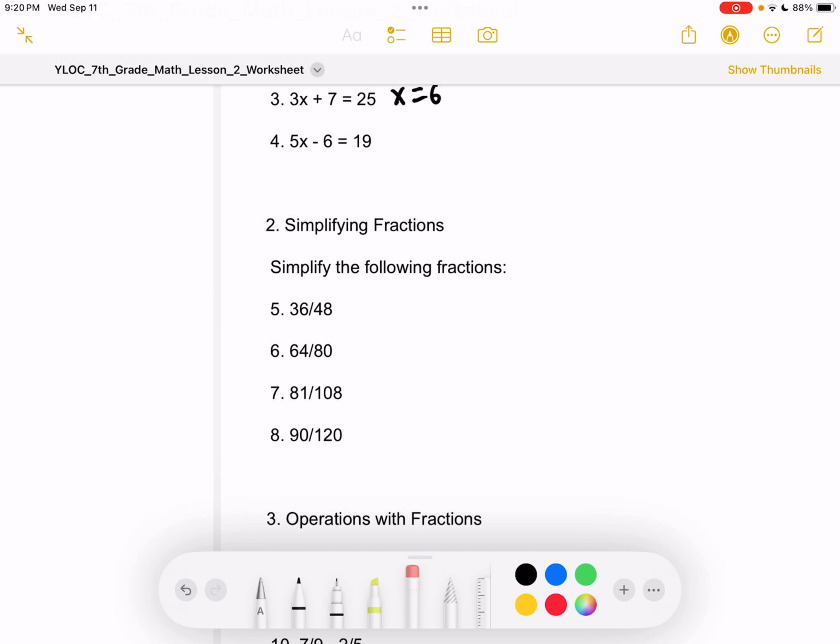Now we'll be simplifying fractions. So 36 over 48, we would start off by dividing by a simple number like 4. So 36 divided by 4 is equal to 9, and 48 divided by 4 is equal to 12. That'll give us 9 over 12. Now we could still divide 9 over 12 by 3 each. So we do that. 9 divided by 3 is 3. And 12 divided by 3 is 4. So our simplified fraction will be 3 over 4.